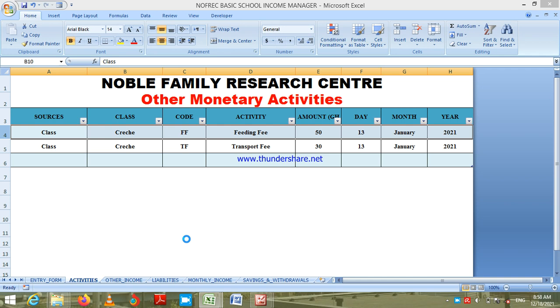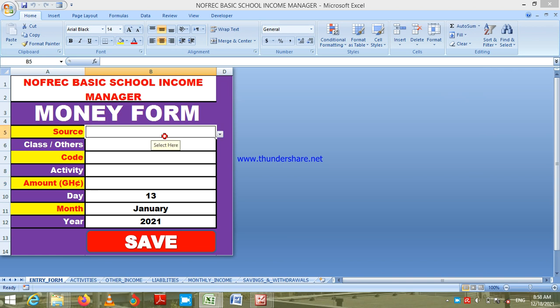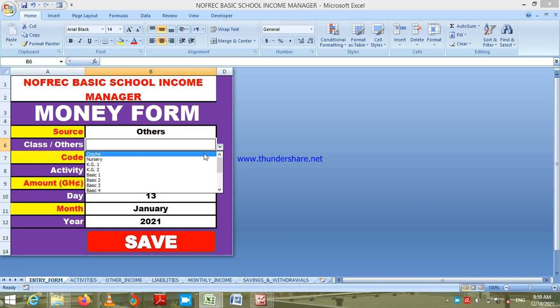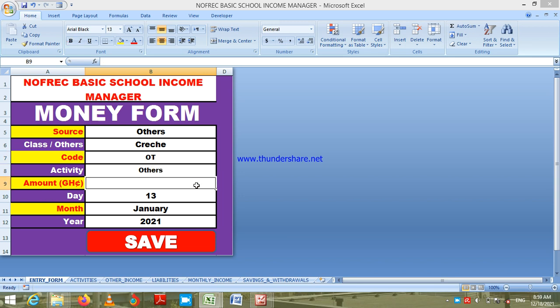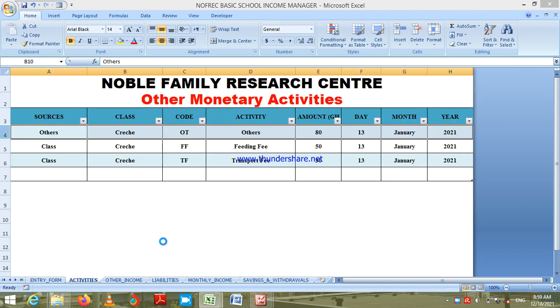This is not the actual money that will be generated by the school, but we are quoting something to represent how the system will react if some values are entered. Okay. We wait small as the system operates. Then we take another aspect again. Let's take maybe others. We sold some crayons, pencils, and other things to the students, and we realize 80 cedis from them. So we save. And wait small.